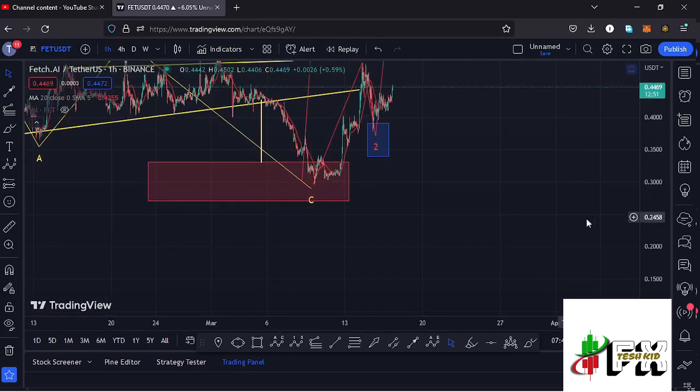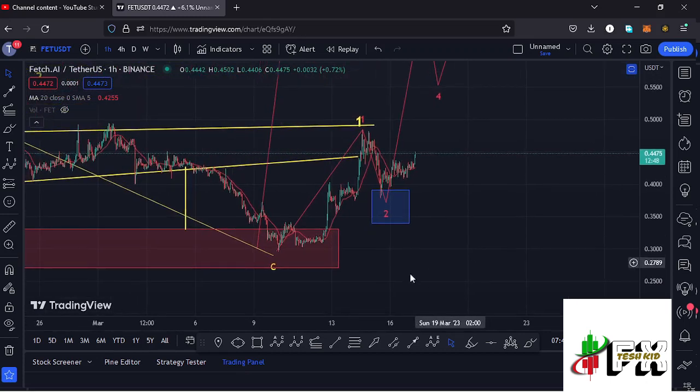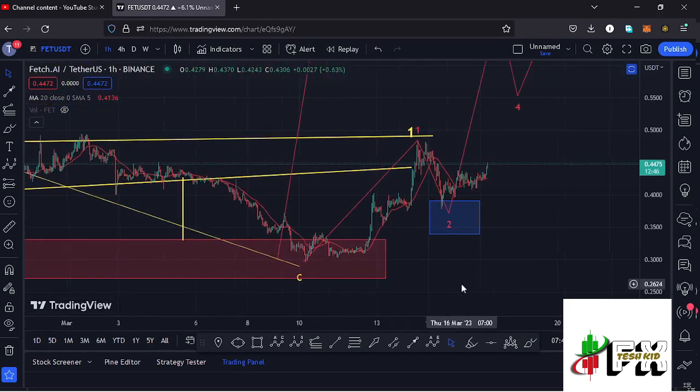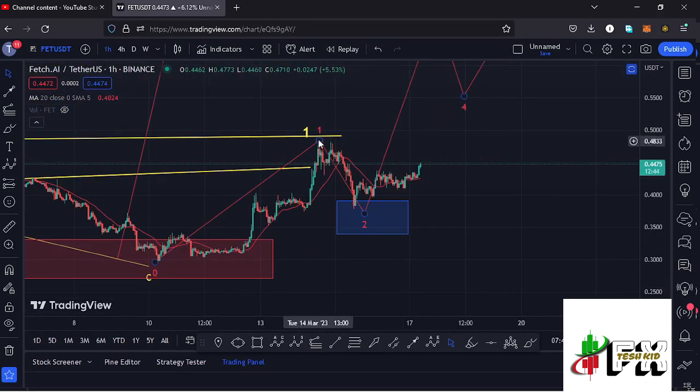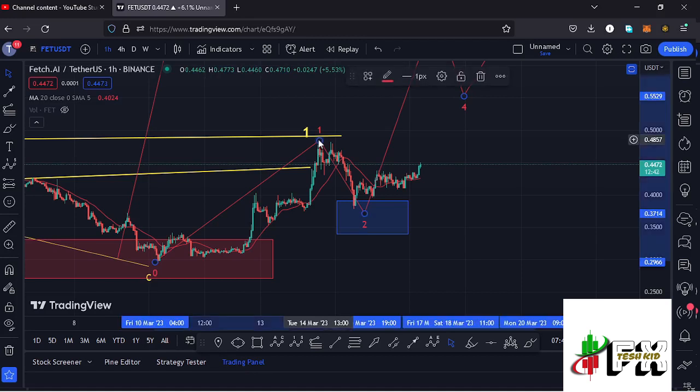Here on the 1-hour chart, you can see that after bottoming out in the formation of that wave 2, we started this massive run up to the upper side in a move that gave us a peak at around the $0.4857 mark, in what I'm terming as that first wave to the upper side.